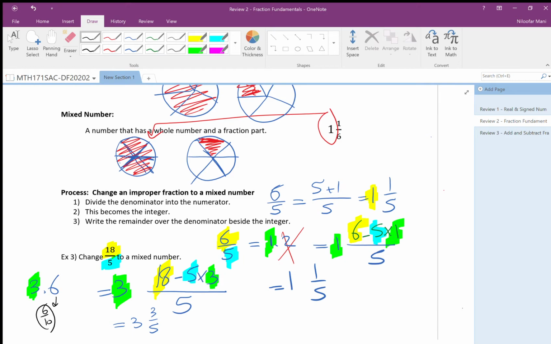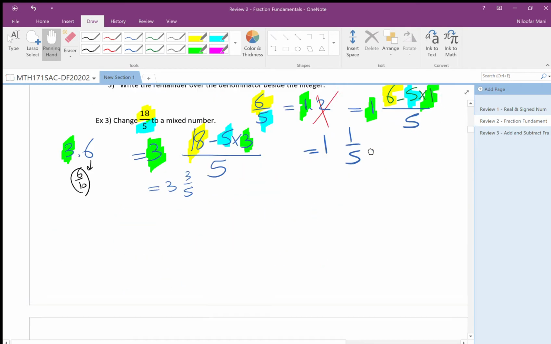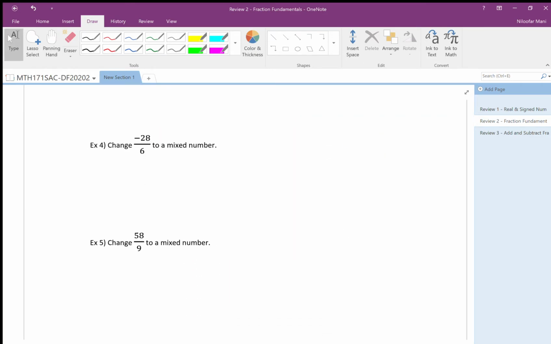proper fraction. A mixed fraction has a complete, a whole number and a proper fraction. Okay? Change this to a mixed fraction. First of all, forget the negative. The negative should be out, because negative is the sign. I don't use the negative in my calculation. Many times I see students use the negative in their calculation. No, the negative is out.